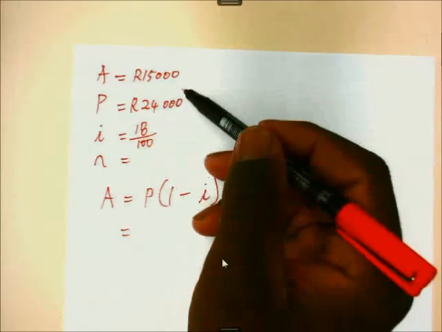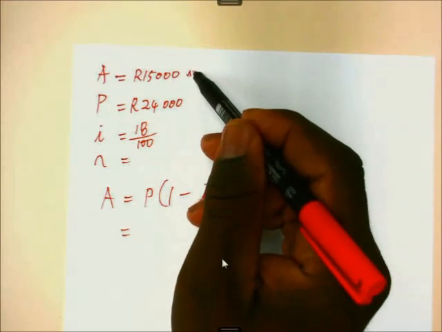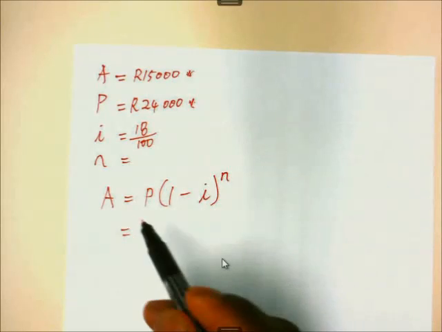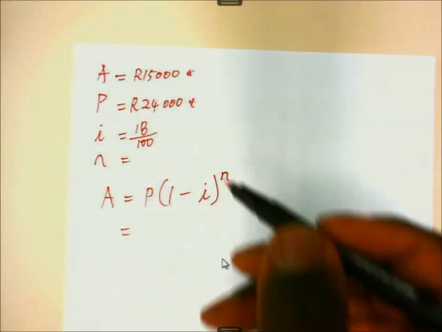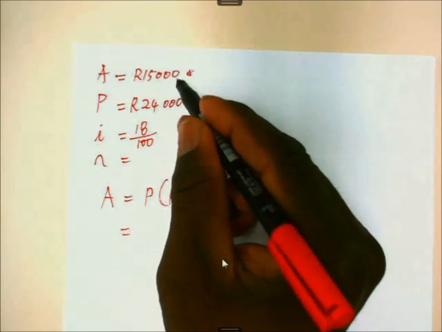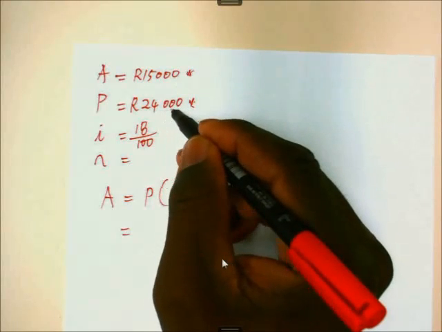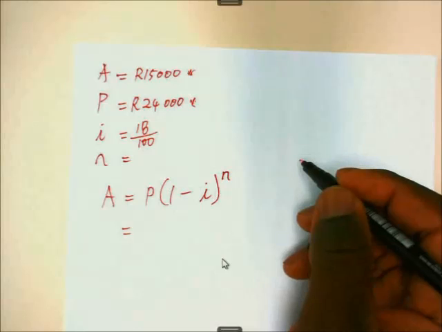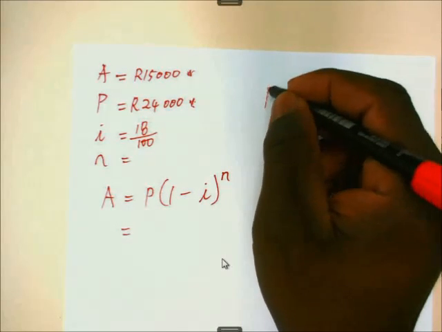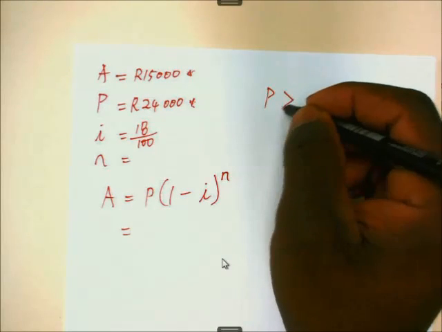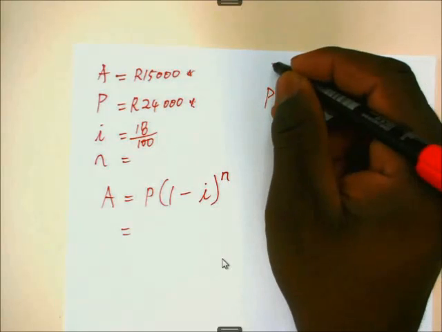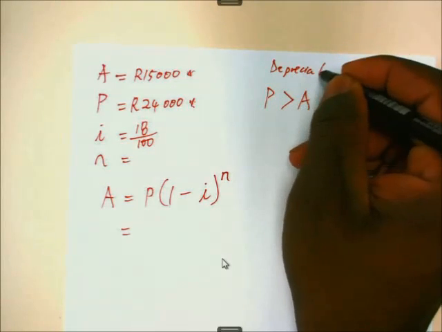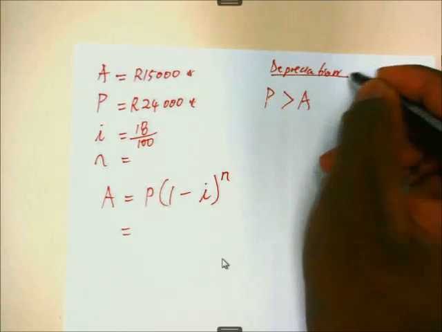This is what is crucial. Be careful about how you interpret the depreciation, so that you can substitute them correctly in a formula. The values that you've got here will indicate it to you. Your principal must be greater than your A. So I can even write it here: your P must be greater than your A under depreciation. All right. Let's take that into consideration.